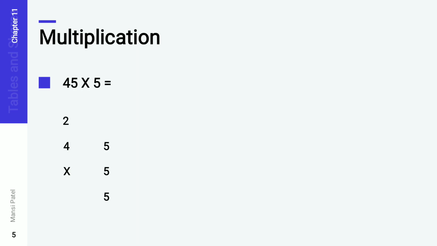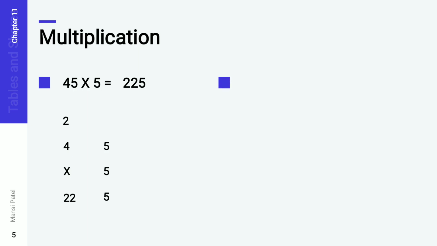Now do the multiplication of 5 fours are 20, and 20 plus 2, that is 22. So what is the answer of 45 fives are? 45 fives are 225.